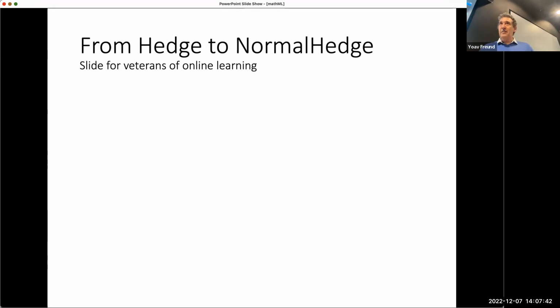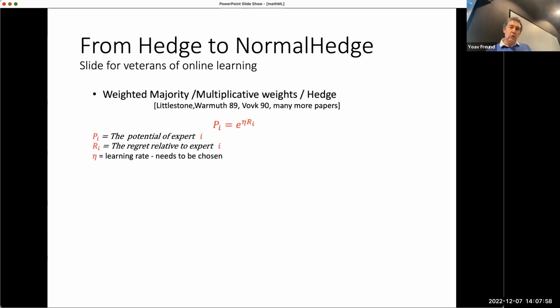Of course, at the end of the day, the stock market might just do a complete random walk, in which case you can show that you can't do anything. Another way to think about this is the relationship between multiplicative weight and normal hedge. Weighted majority and multiplicative weight hedge were established long ago. I think the first ones were Littlestone and Warmuth in '89 and Vovk in '90.